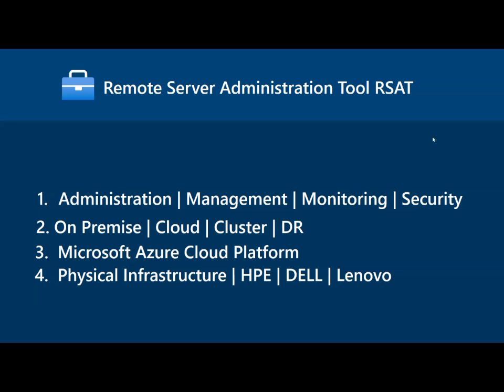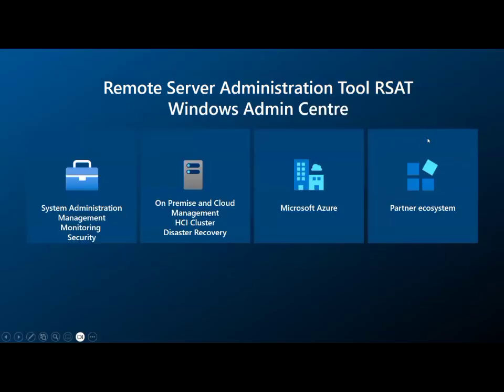So in summary, if we talk about the IT operations, we have four major tasks. The first task is related to system administration, management, monitoring, and security. The second part is on-premise and cloud management, HCI cluster, and disaster recovery. The third requirement is related to the cloud platform, while the fourth requirement is completely about the partner ecosystem, which considers Dell, HP, Lenovo, Fujitsu, and other vendors which provide their hardware infrastructure. It might be physical servers, storage devices, and other stuff related to the compute requirements.